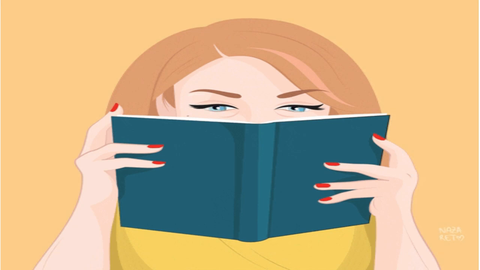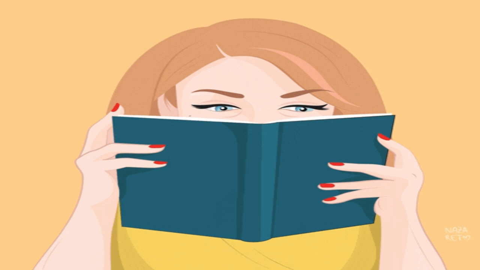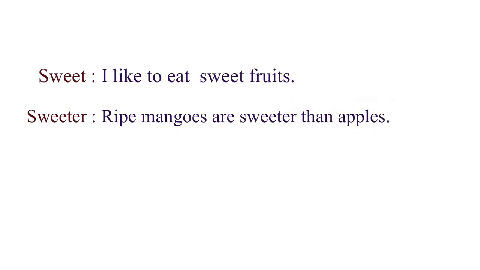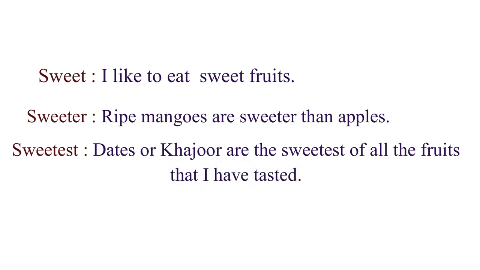Let us have a look at some more sentences. Sweet. I like to eat sweet fruits. Sweeter. Ripe mangoes are sweeter than apples. Sweetest. Dates or khajur are the sweetest of all the fruits that I have tasted.